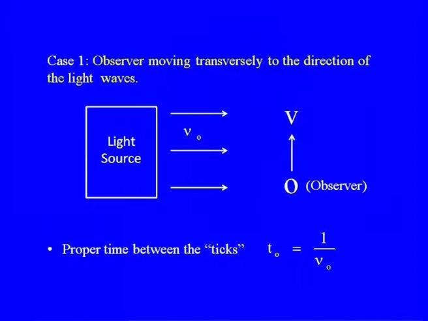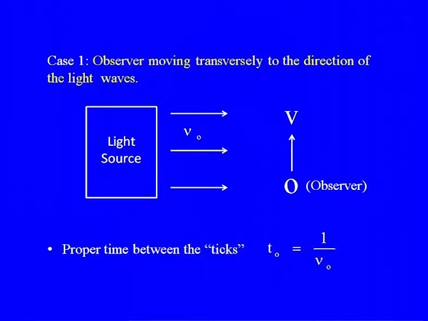So case number one. In this, the observer, which we denote by O here, is moving uniformly with a certain velocity v, transverse to the direction of the light waves. Now, in the frame of the light source itself, where things are at rest, what's the proper time between the ticks? You consider the light source to be a clock which is ticking, and at each tick it's emitting a light wave.